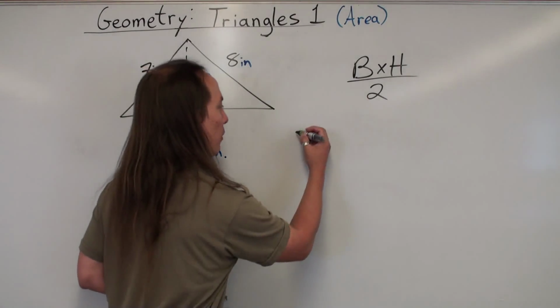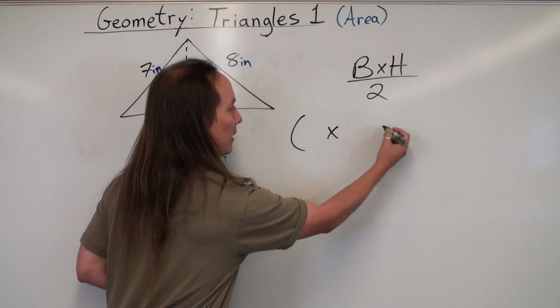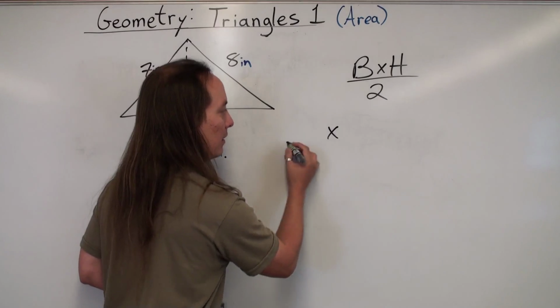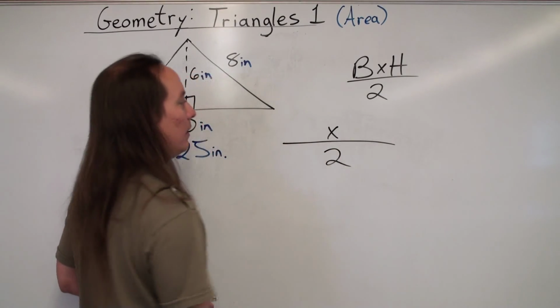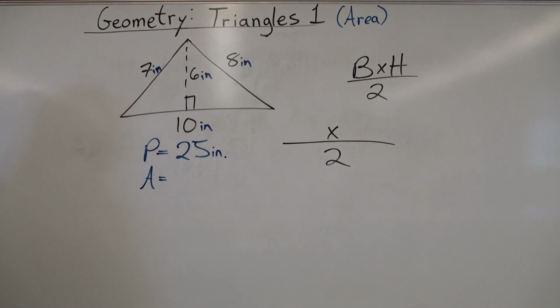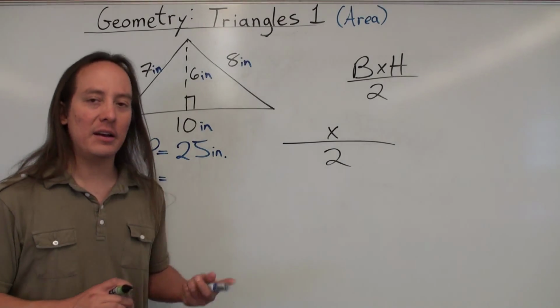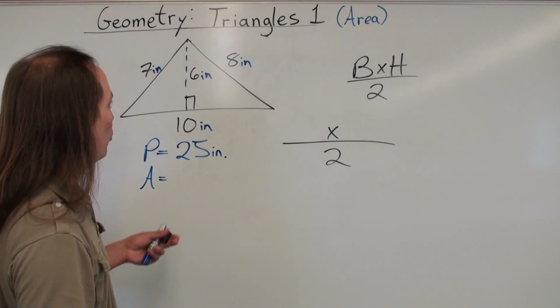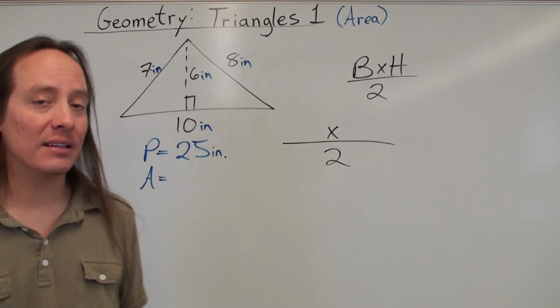The area will be this formula. I'll start with it blank. Oops, I don't need parentheses. Okay. Something times something, base times height divided by 2. Cut that sandwich in half. Okay, so what's my base and what's my height?